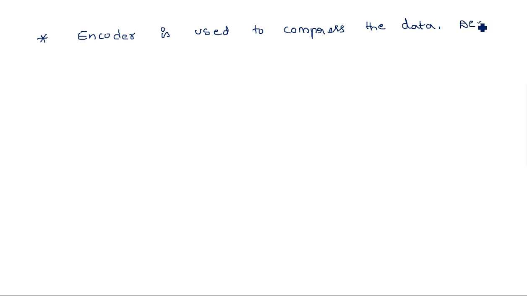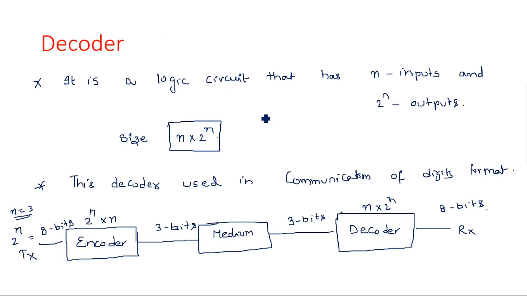The decoder is used to decompress the data. Decompression is nothing but elaborating the data again, whereas compression is nothing but reducing the information. This is the purpose of the encoder and decoder. This is about the decoder.